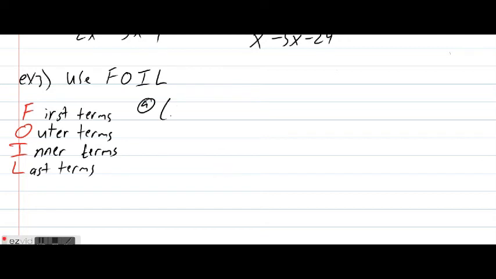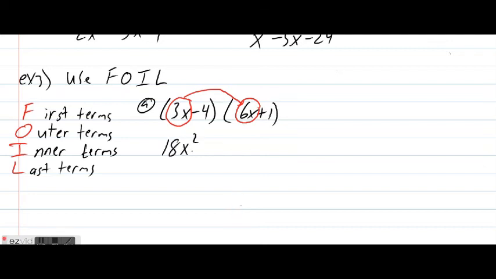So, using this example, 3x minus 4 times 6x plus 1. So the first, this is the first term in that binomial. Here's that first term in the second binomial. Those are both the first. So 3x times 6x gives me 18x squared.